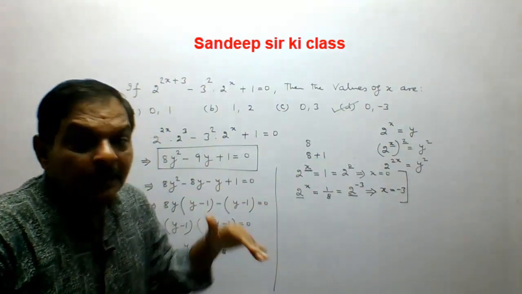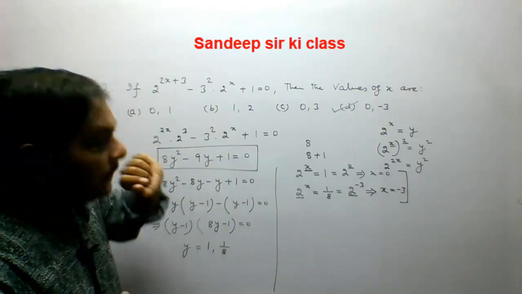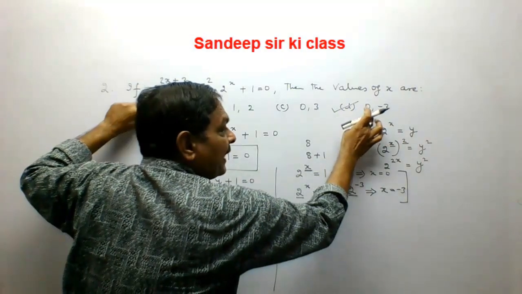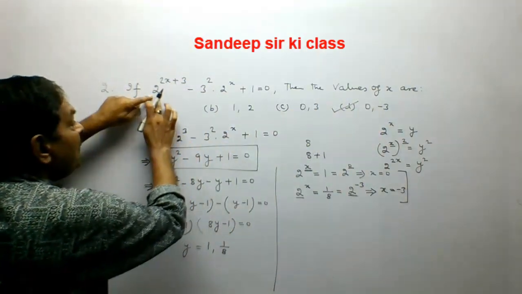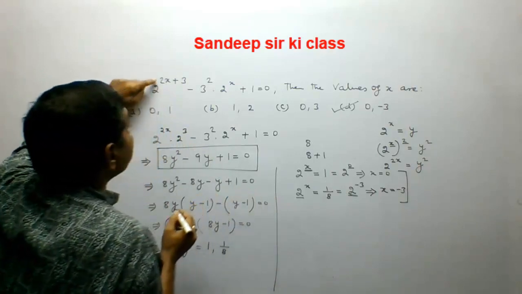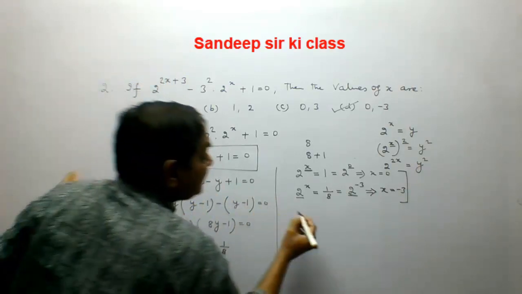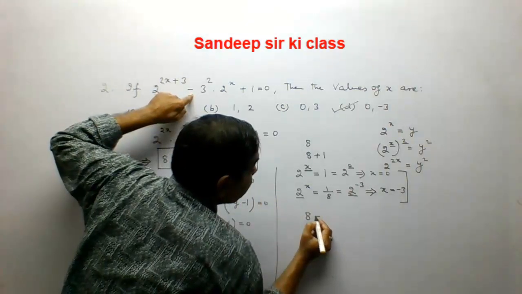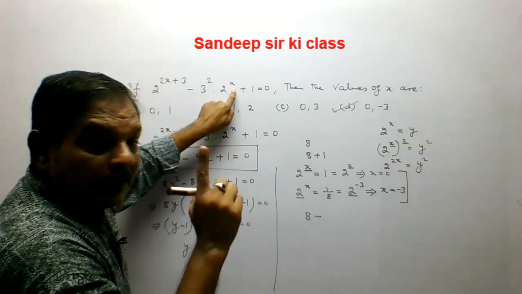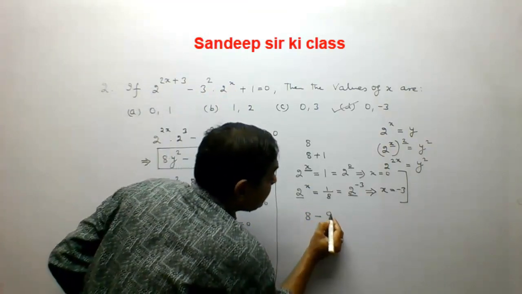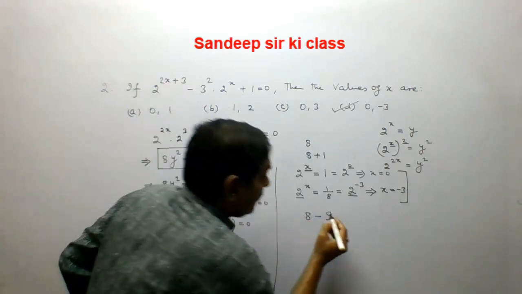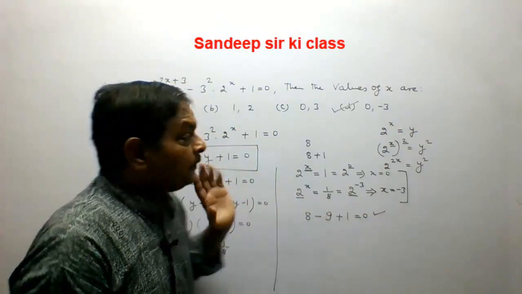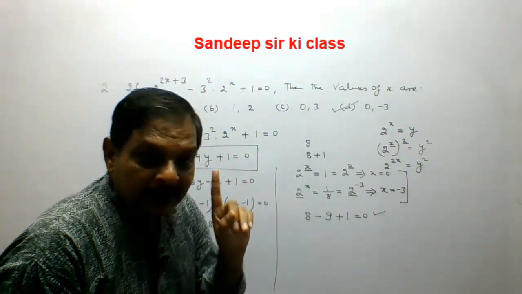Now by using the options also we can solve this question. How do we solve? We put x is equal to 0. First we put one value of x, which is 0. If I put 0, that gives me 2 raised to the power 0 plus 3, which means 8. 2 raised to the power 3 is 8, minus 2 raised to the power 0 is 1. So it is 9, 3 raised to the power 2 is 9, plus 1 equal to 0. Means it is true, 9 minus 9 is 0. So x is equal to 0 is my correct answer.